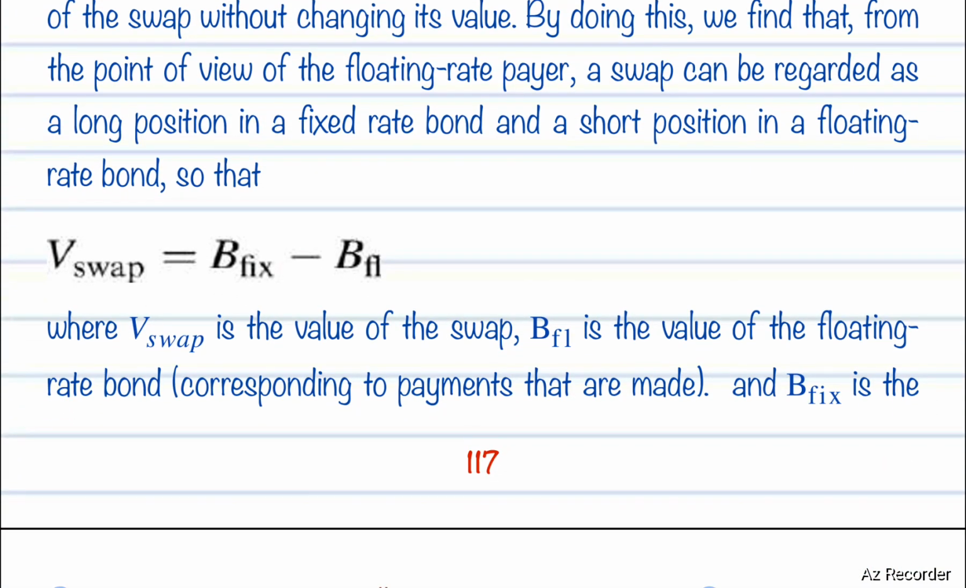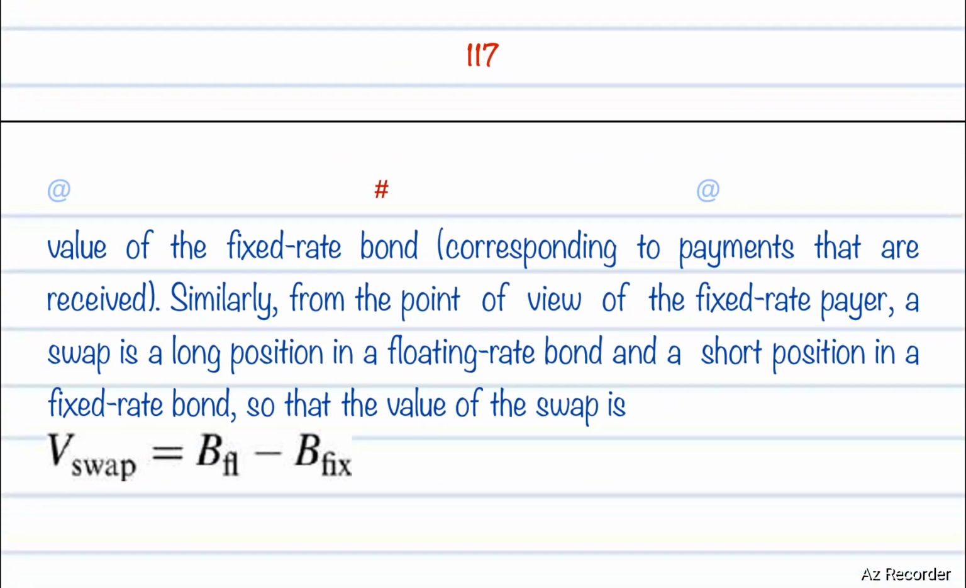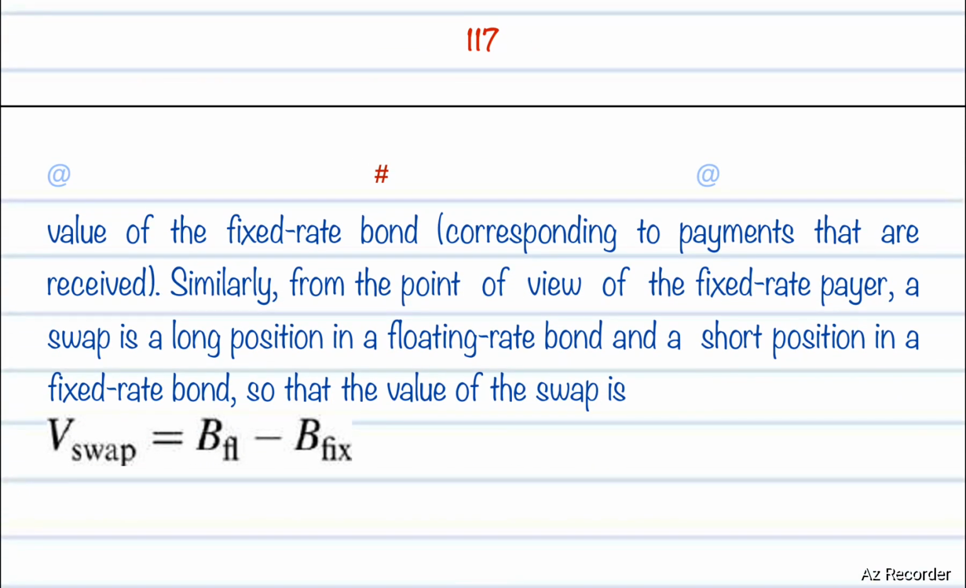VSwap is the value of swap, BFL means value of floating rate bond, and BFIX is value of fixed rate bond. Similarly, from the point of view of the fixed rate payer, a swap is a long position in a floating rate bond and a short position in a fixed rate bond. So the value of swap is BFL minus BFIX. That means the value of the floating bond minus the value of the fixed bond will be the value of swap.